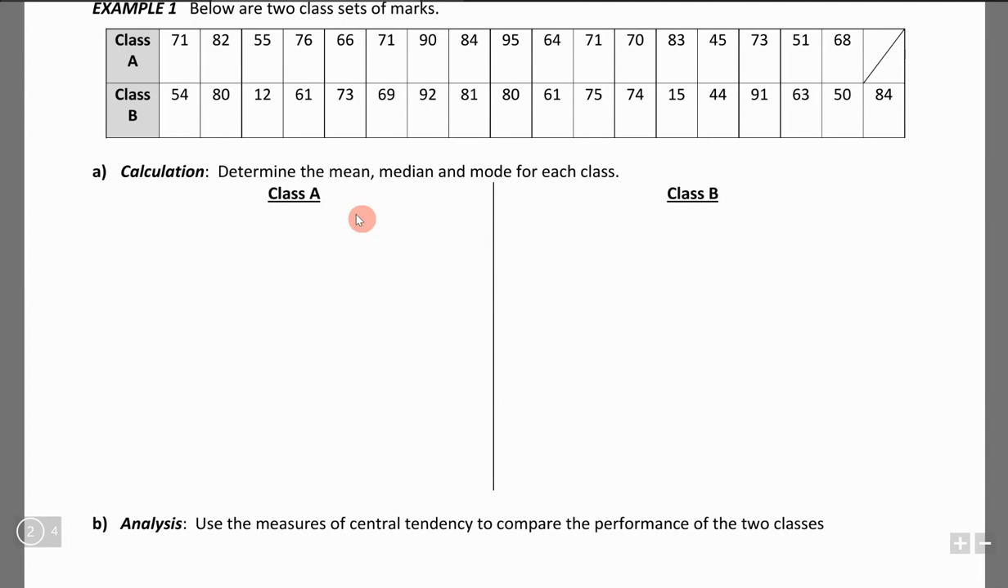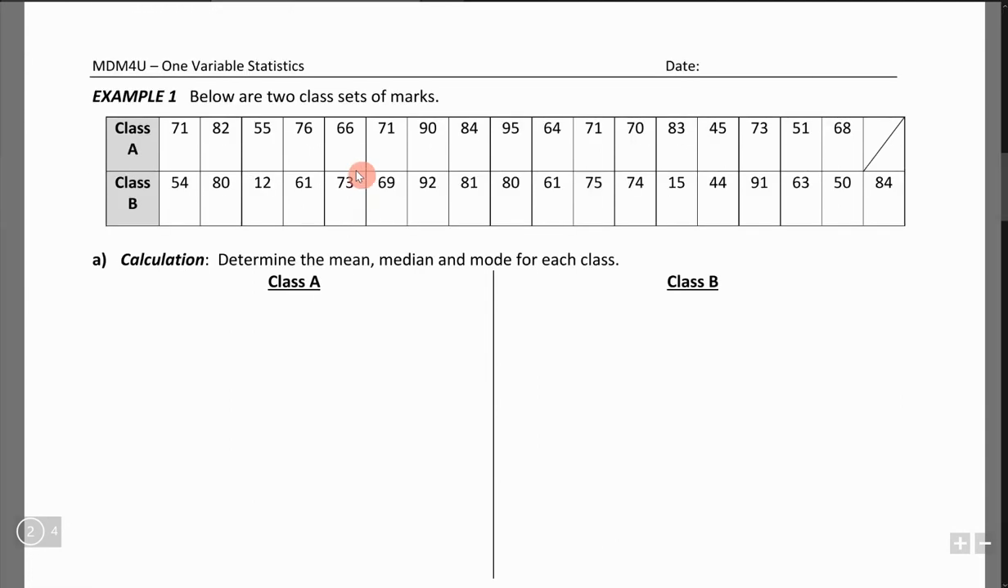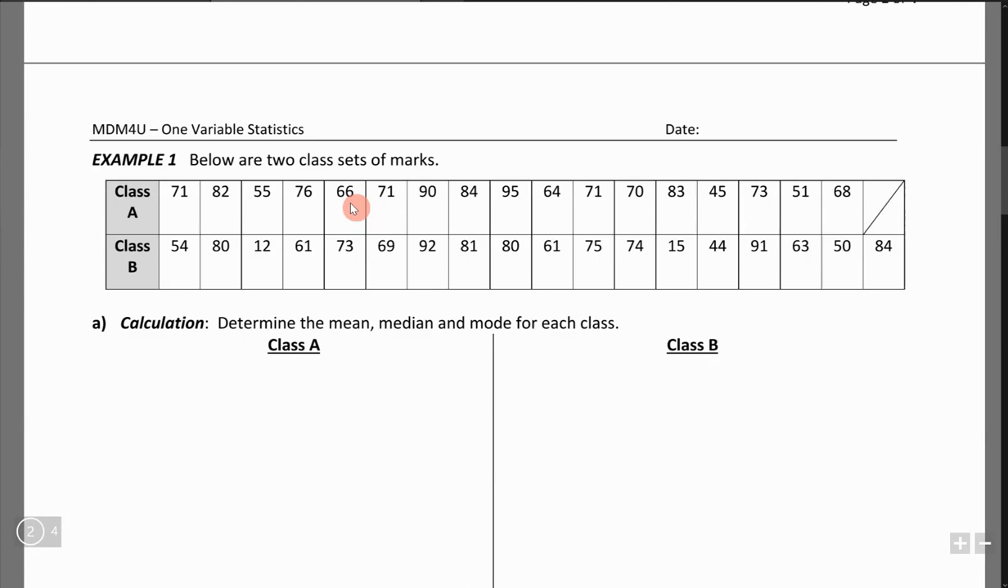So let's look at our first example. Here we have two class sets of marks. What we're going to do first is rearrange. Well, I'm just going to go back one second here.